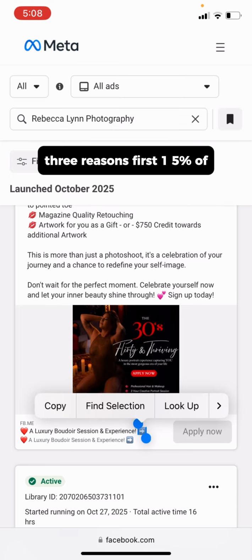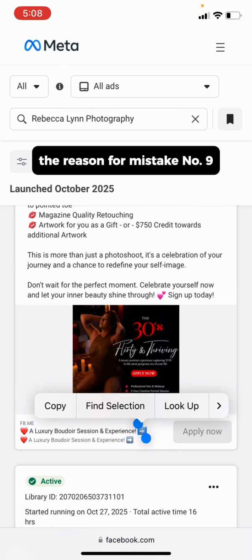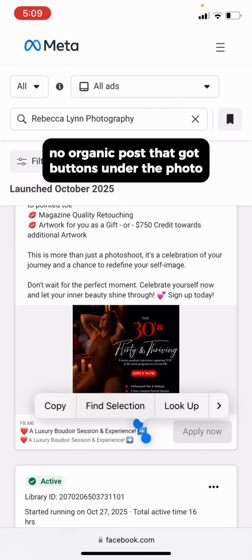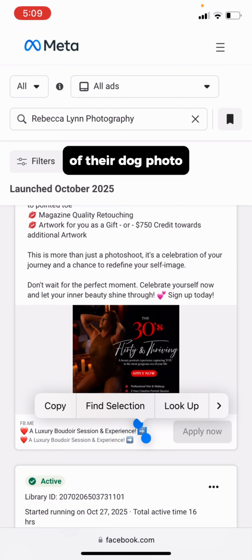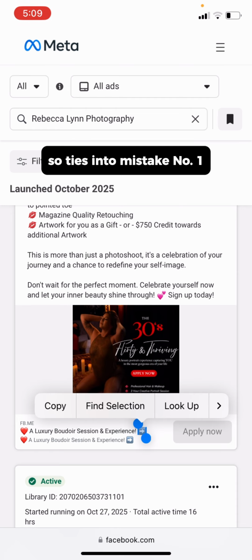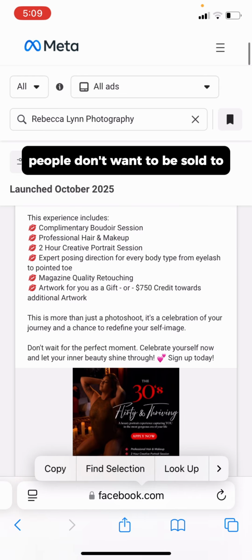3 reasons. First one, 5% of the reason for mistake number 9, it makes it look more like an ad. There's no organic post that got text under the photo. There's no organic post that got buttons under the photo of their dog photo. So this makes it look more like an ad, so it ties into mistake number 1, more women scrolling by. People don't want to be sold to.